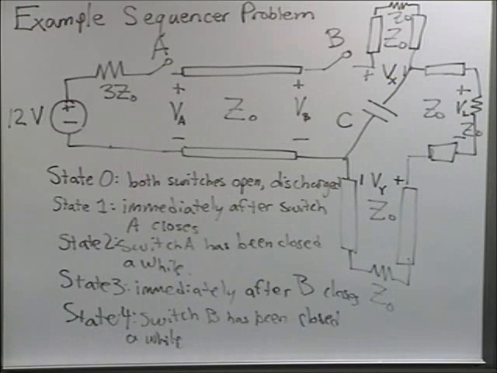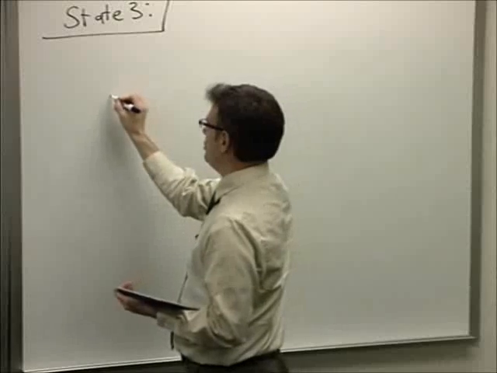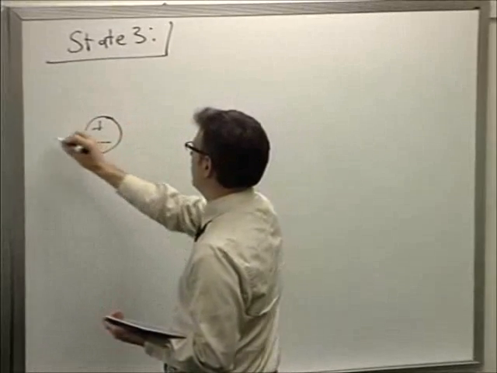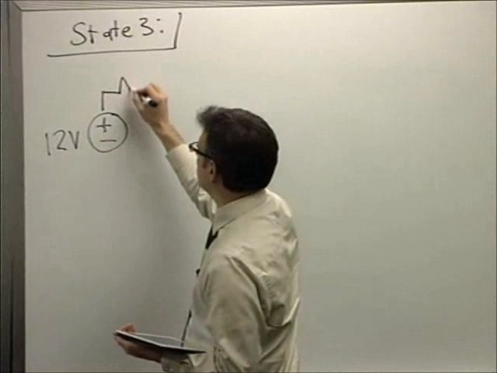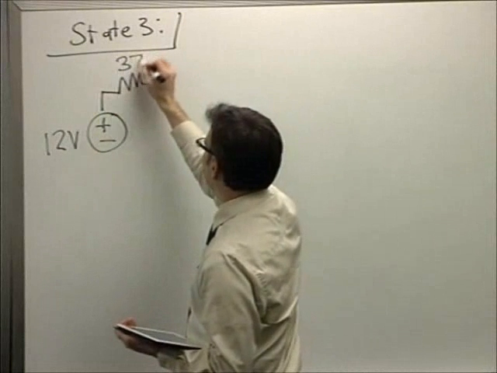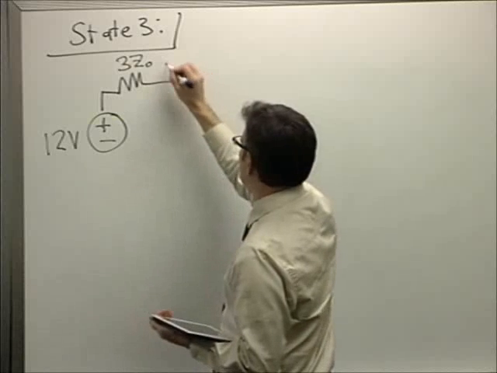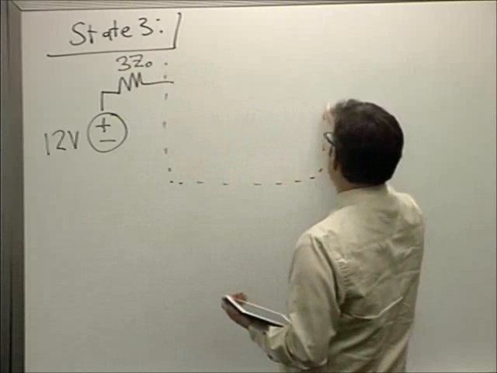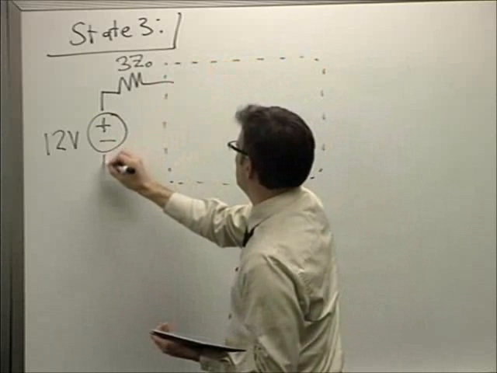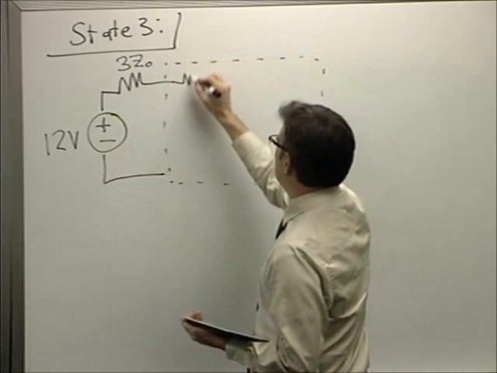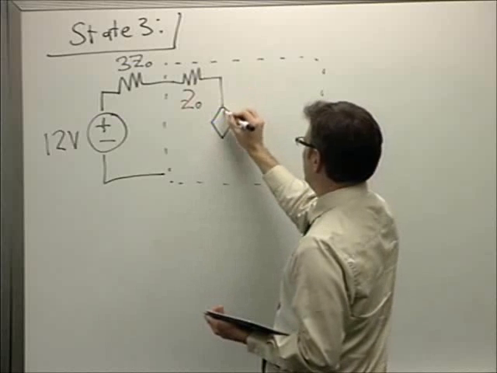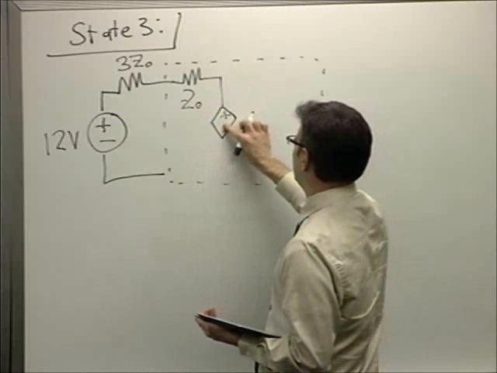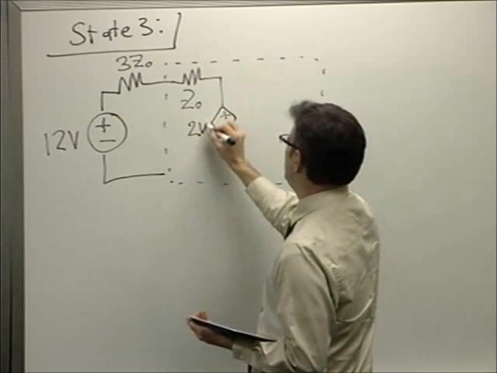State 3, the circuit diagram that I'm going to use to analyze this is going to be 12 volts, 3Z0. I'm going to need a charged equivalent for that first transmission line. We know that to be Z0 in series with a dependent voltage source that is 2V minus.